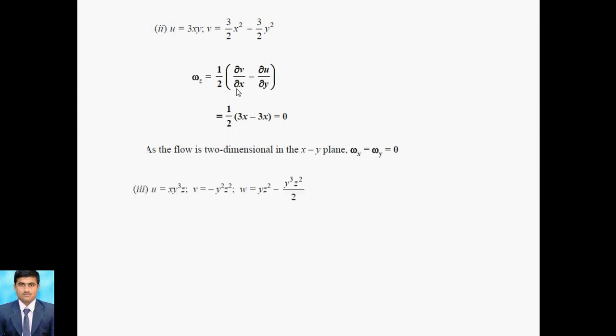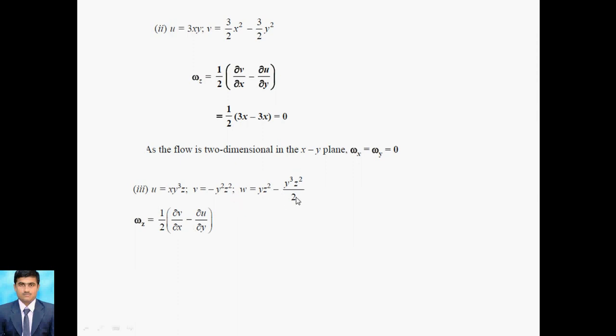And if you take the next problem, already mentioned there, u is equal to x y cube by z, v is equal to minus y square z square, and w is equal to y z square minus y cube z square by 2. So these are three equations over here, and that's why we write wx, wy, wz. First of all we write wz, which is omega z.